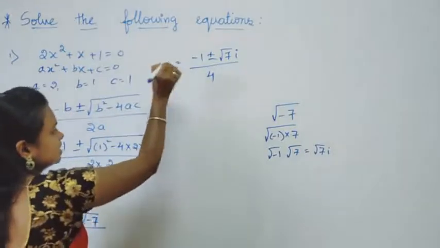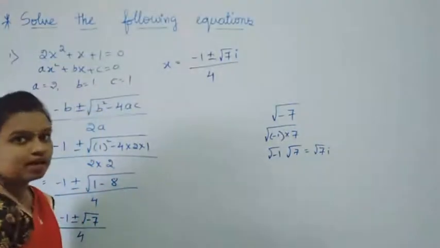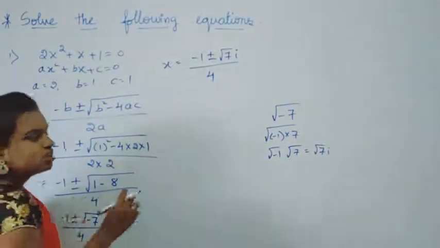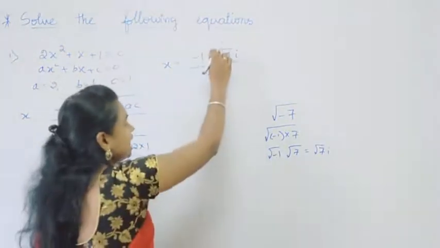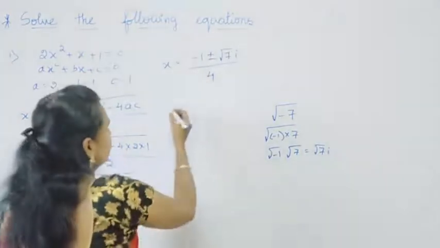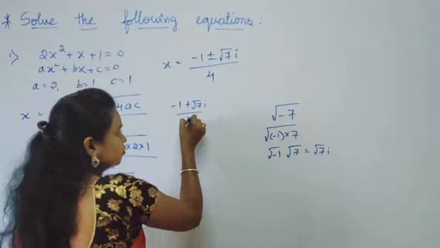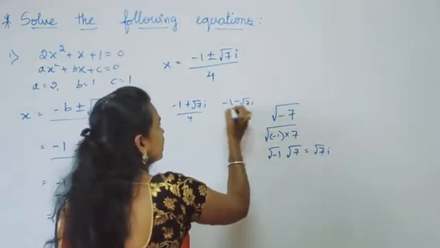our x. That is, this is the root. So observe that this is a complex number, right? So here we have imaginary number, that is i. So this is of the form a plus ib. And also observe that here we have plus or minus. So we have two roots. So one root is minus 1 plus root 7i by 4. And another one is minus 1 minus root 7i by 4.